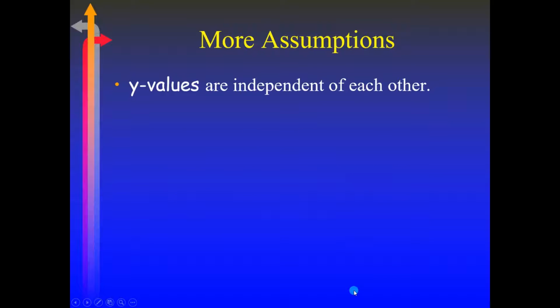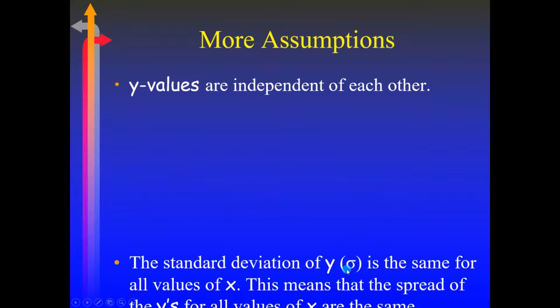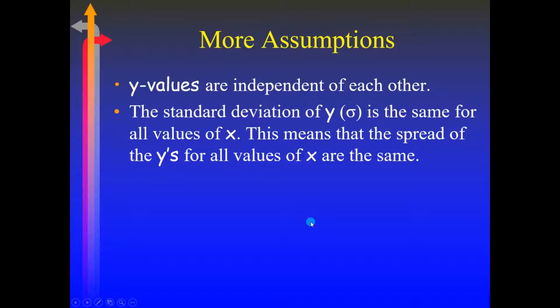All right, so more assumptions. We have two. Now there's a third one. Y values are independent of each other. We'll talk about how to verify that. Here's another one that's harder to verify, like the second one on the previous slide. The standard deviation, or the spread of the y's, is the same for all values of x, and that standard deviation is sigma. This means that the spread of the y's for all values of x is the same.